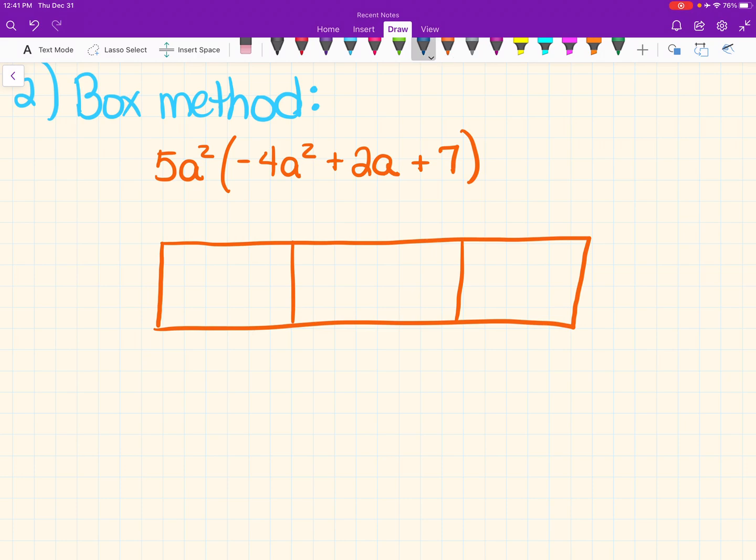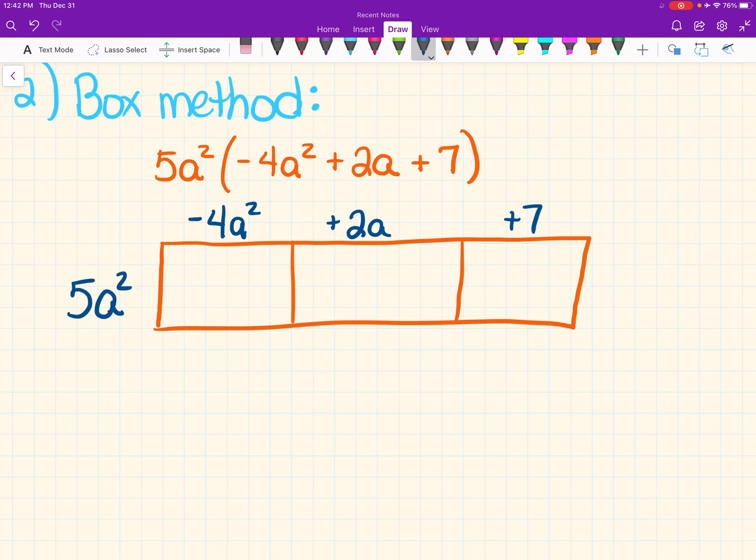And then we're going to write on the outside. On this outside, we're going to put our monomial. On the top, we're going to put our trinomial. This is really the area model. We're going to just multiply the lengths and the widths together.